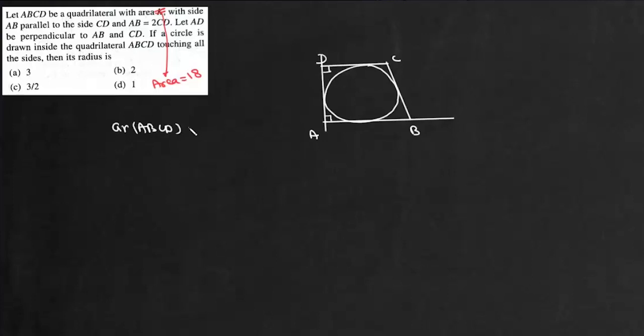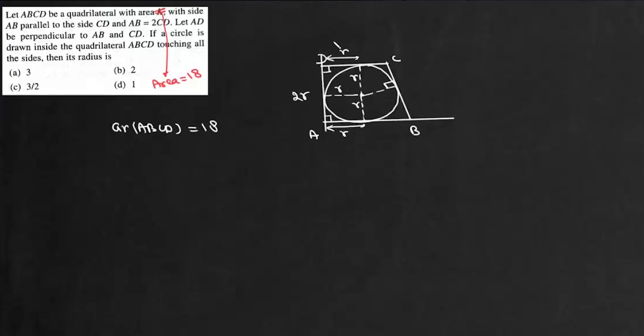So we have this circle which touches four sides of a trapezium, and this is A, B, C and D, and this is 90, this angle is also 90, and area of this trapezium ABCD is given as 18 square units. Now suppose this is the center of this circle. Now this is R, this is R and this is also R. So this is R, R and R, then basically AD is 2R. Now this is R and this is also R.